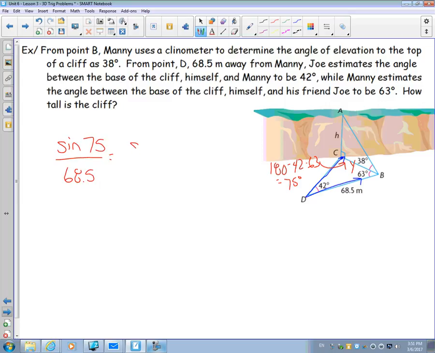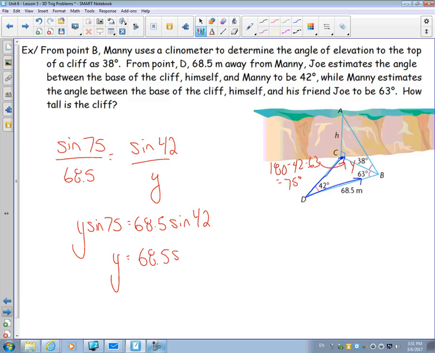If I match those two up, and I match up the 42 with the side that I'm going to use later on, I can call it y. I can cross multiply this. y sine 75 equals 68.5 times the sine of 42. I want to solve this for y. So 68.5 times sine 42 over the sine of 75. Put that all into my calculator, and I got 47.45. There's more decimals than that. I'll just keep them in my calculator.